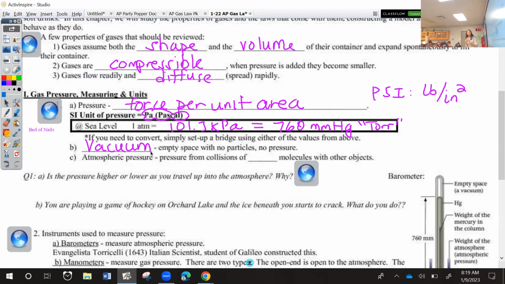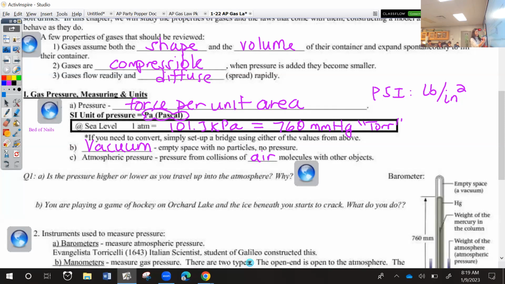To use in the word vacuum. And atmospheric pressure is the pressure from collisions of what? Three-letter word, pretty easy: air. So it's the collisions of the air molecules with other objects. Perfect. Okay. Is pressure higher or lower as you travel up in the atmosphere?